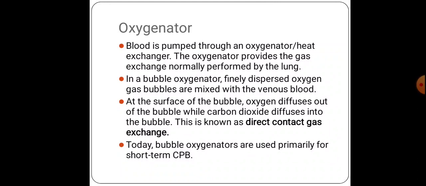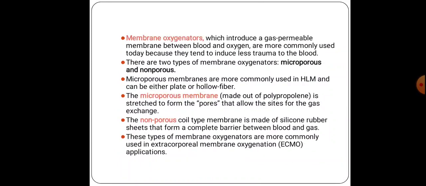For short duration cardiopulmonary bypass only, we are using bubble oxygenators. Then there are membrane oxygenators. The name itself tells us it consists of a membrane. The membrane oxygenator introduces a gas-permeable membrane between the blood and the oxygen, which permits only the gas to pass. It is the most commonly used type today. Compared to bubble oxygenators, membrane oxygenators induce less trauma to the blood.